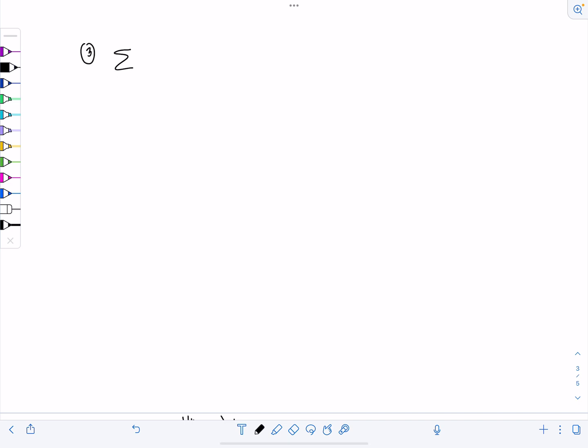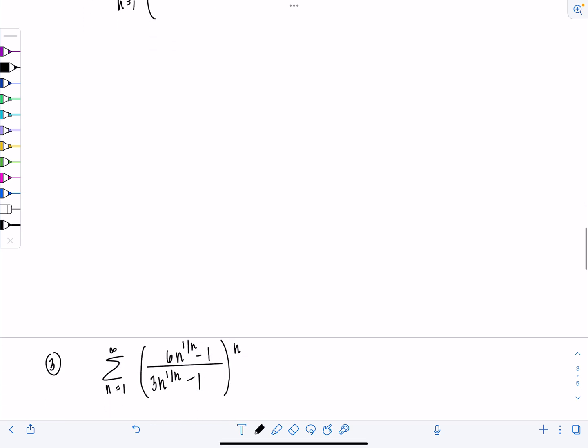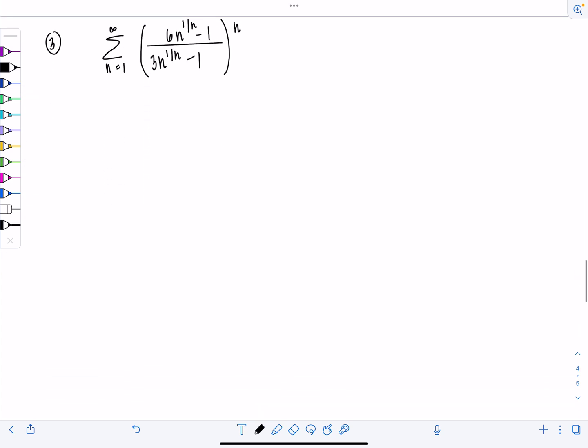We have the sum, n equals 1 to infinity, 6n to the 1 over n minus 1 over, oh, you know what? I have it written down here. Why am I rewriting things? We have the sum, n equals 1 to infinity, 6n to the 1 over n minus 1 over 3n to the 1 over n minus 1, and then all of that raised to the n.